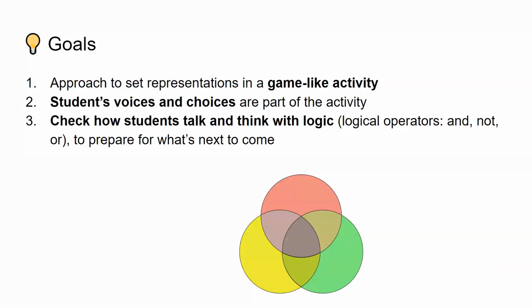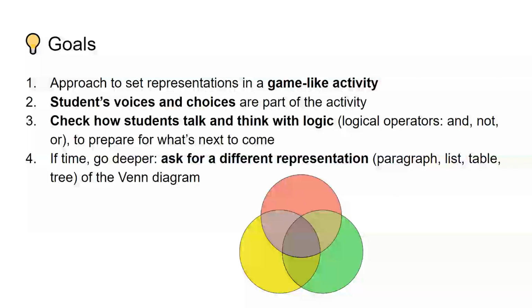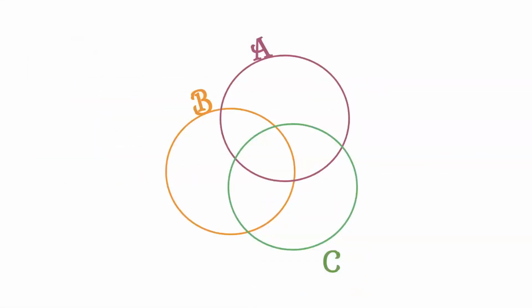Thirdly, we want to check how students are talking and thinking with logic. For instance, are they using logic operators of and, not, or to prepare for what is next to come? And finally, if there is time, we want to ask for different representations of the Venn diagram. Let's go over how the activity will work.